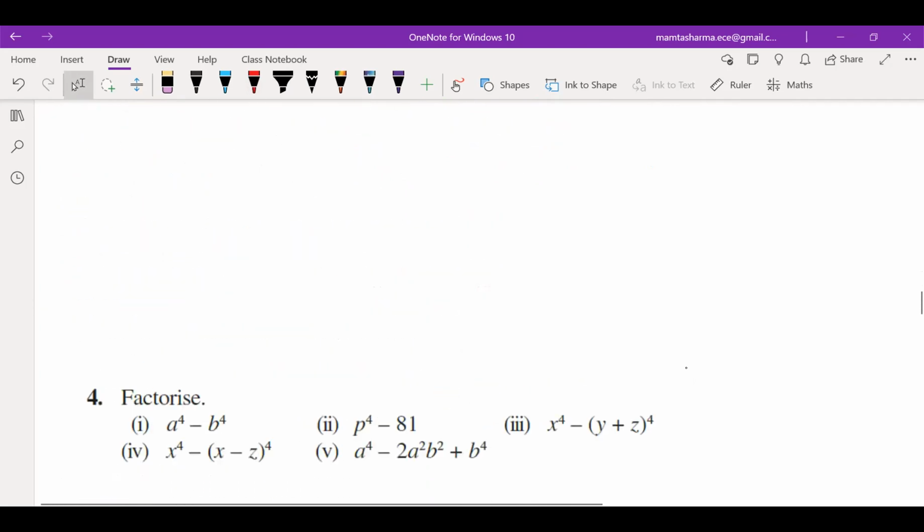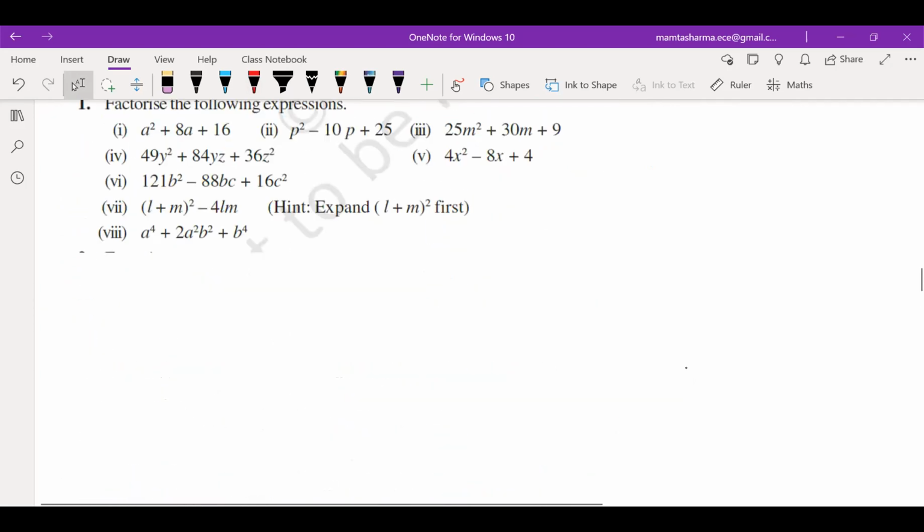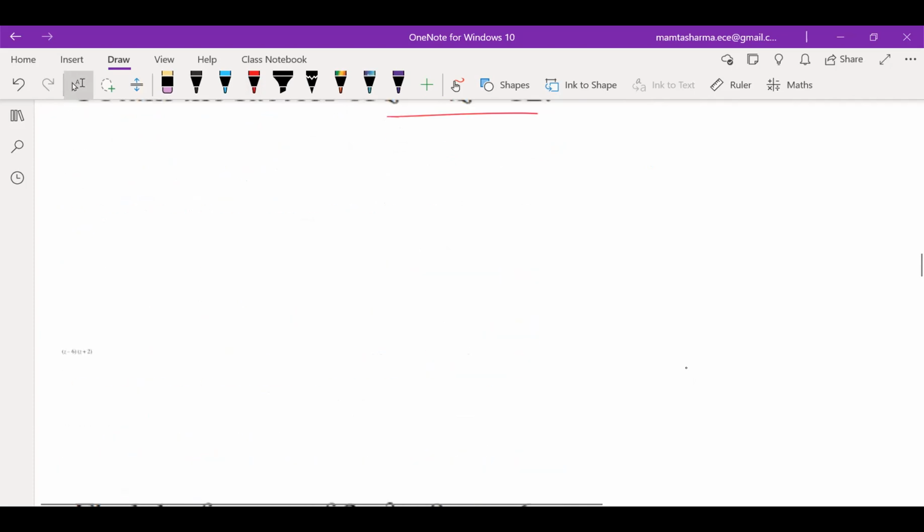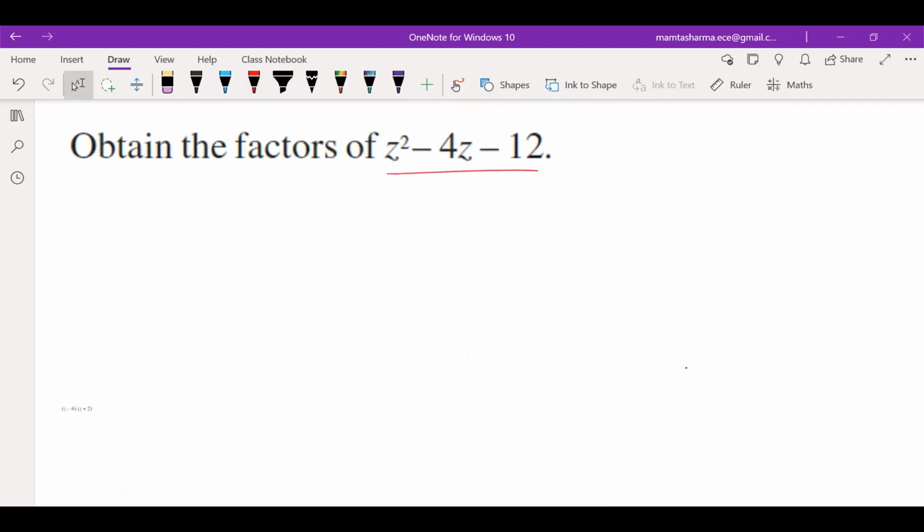Ma'am, can you show the question? Yes, z square minus 4z minus 12. Harshita, after this, we will play the quiz, okay? Yes, ma'am. Okay, we are waiting. So tell me, by using the x plus a, x plus b method, what will be the values of a and b over here?